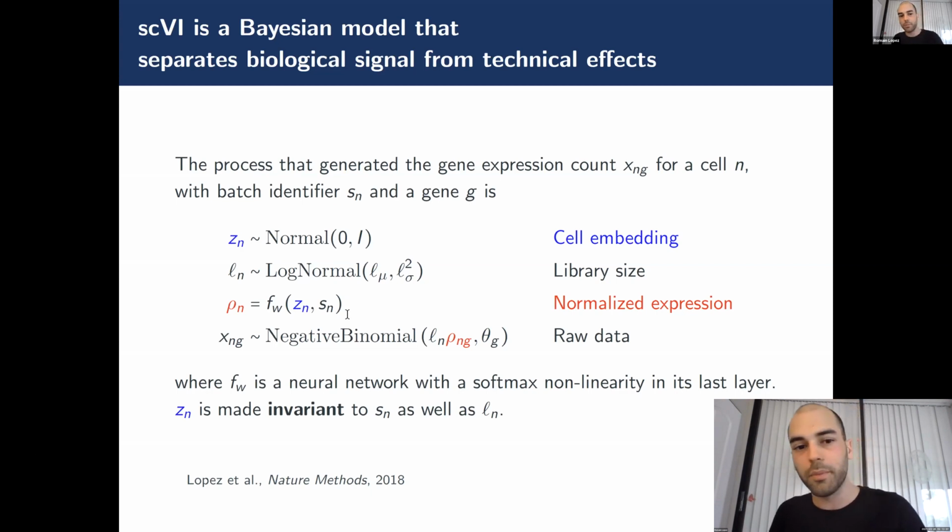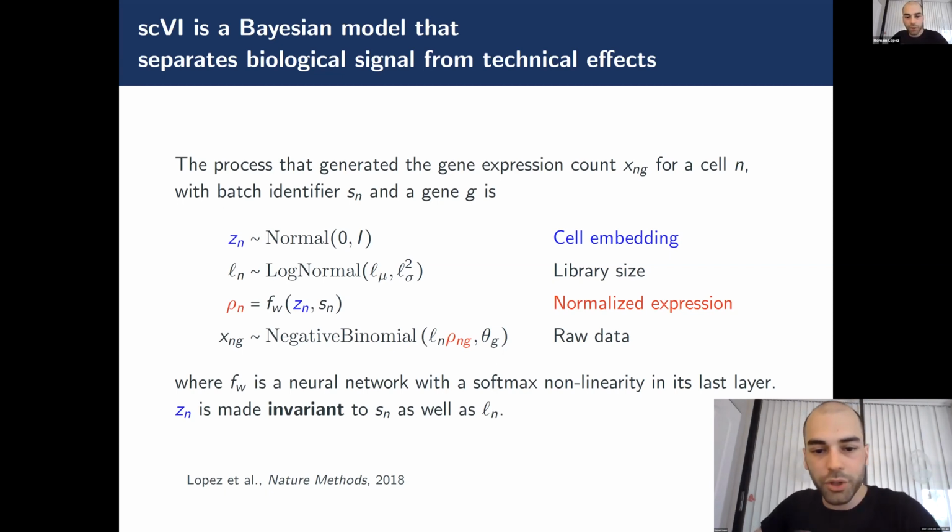And we have a neural net that maps Z and the batch identifier to a quantity that I call rho. Rho is a normalized expression, which means there is a softmax nonlinearity at the end of this neural net, which means that rho is a vector for every cell that sums to 1, and it gives you the expected frequency of expression for every gene. And then we can scale this rho with the sample from the log normal distribution, and this gives us the mean of the negative binomial, and we have a dispersion parameter. And that's how we have now fully specified the generative model.